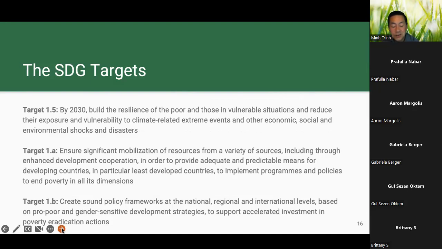So first, the last target, 1.b: create sound policy frameworks at the national, regional, and international levels based on pro-poor and gender-sensitive development strategies, support accelerated investment in poverty eradication actions. Right. So this is good because it tells you what we need. But the limitation is that there's not necessarily a roadmap, right?